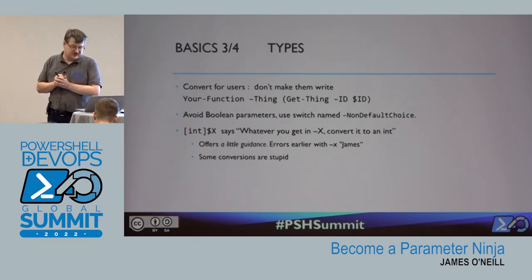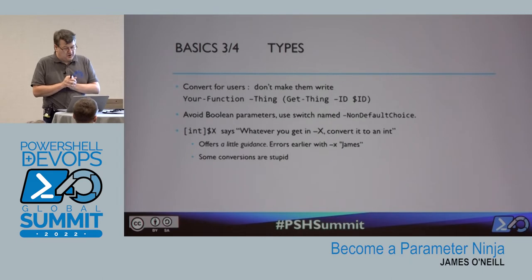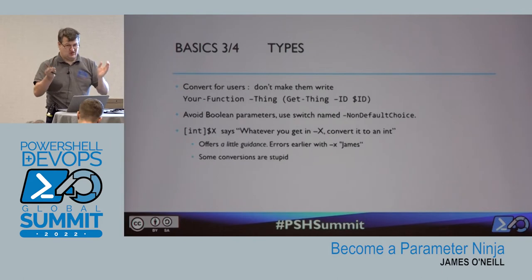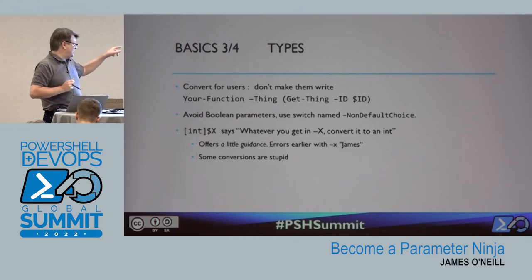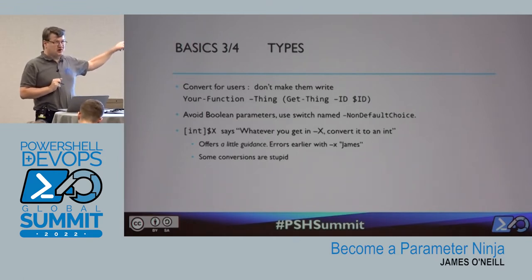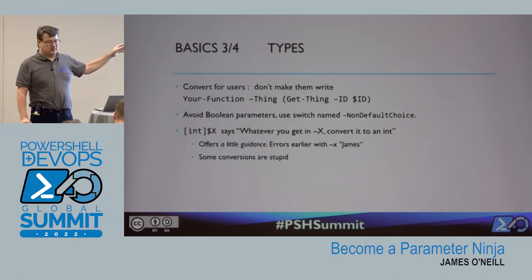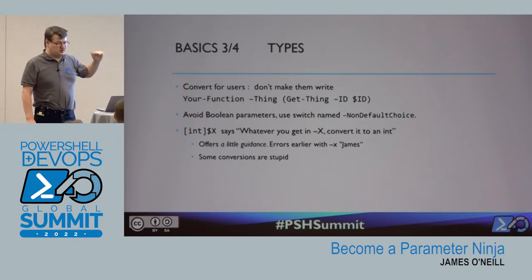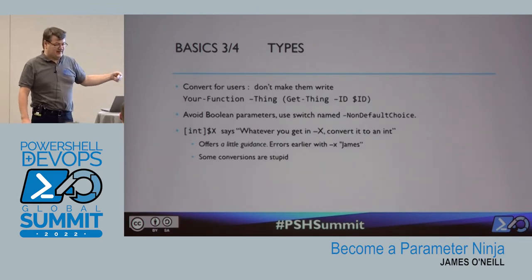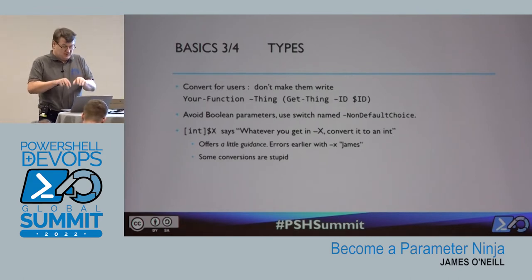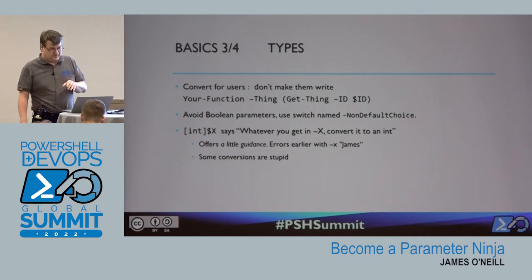And a whole range of hills that I might die on. One is around writing things for users. Users do not want to hand you an object of the type that you're working on. If you make them go away and do Get-Thing so that you can pass the right object into your function, you're doing it wrong. You should be able to pass the name, the ID, or an object representing the thing, in exactly the same way. You're the one that's got the programming skills. You should be able to do the conversion. You shouldn't put that on the user.